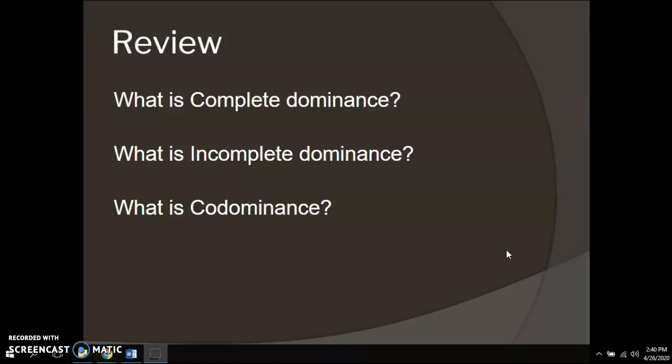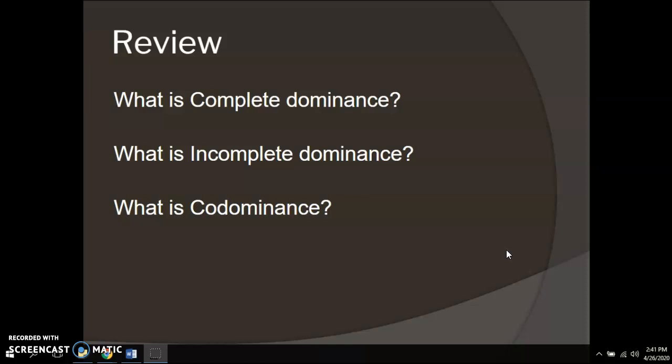So I want you to take a second. What is complete dominance? Okay, so complete dominance is what you guys have been working on with those Punnett squares. If you have one dominant allele, you are going to express the dominant trait. Even if you're a heterozygous individual, even if you have big A, little a, you will express the big A phenotype. You'll express the dominant trait.